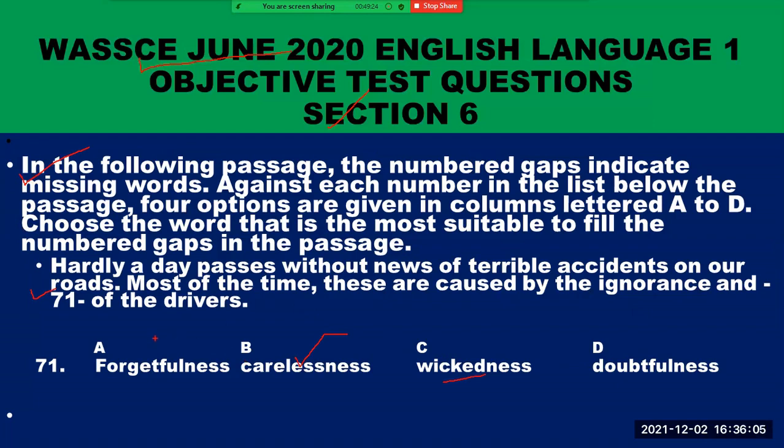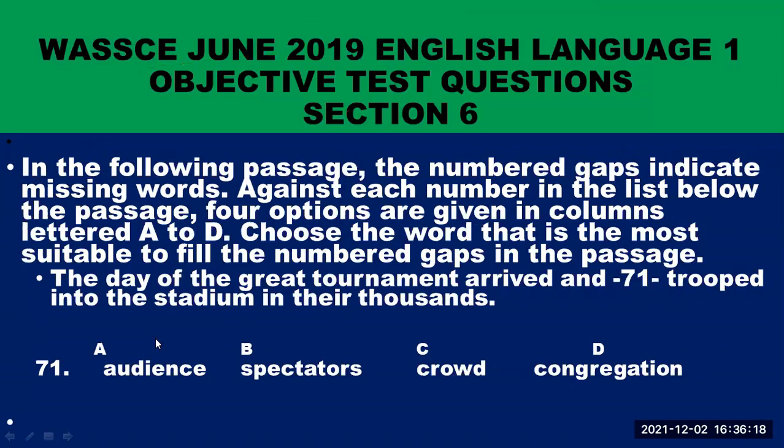Now take note of June 2020, section 6, and then the topic is register, and then you look at the pattern of question. Now let's look at 2019. WASSCE June 2019, section 6, objective questions. Now you can see that the instruction is the same. In the following passage, the numbered gaps indicate missing words. Against each number in the list below the passage, 4 options are given in columns lettered A to D. Choose the word that is the most suitable to fill the numbered gaps in the passage. Now take note, the same topic, register.